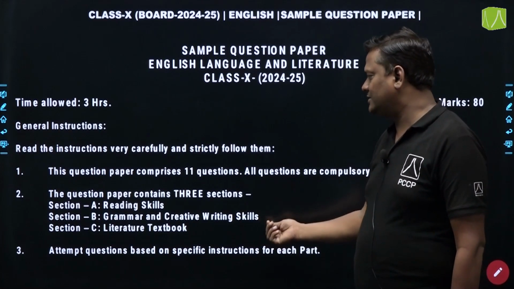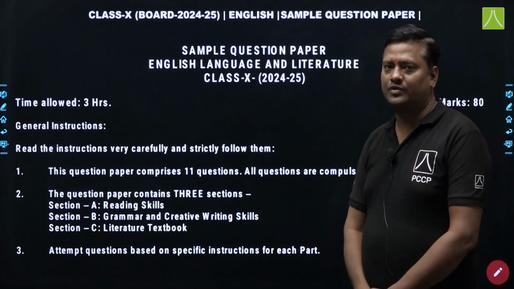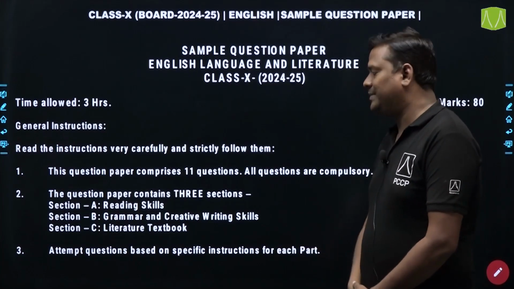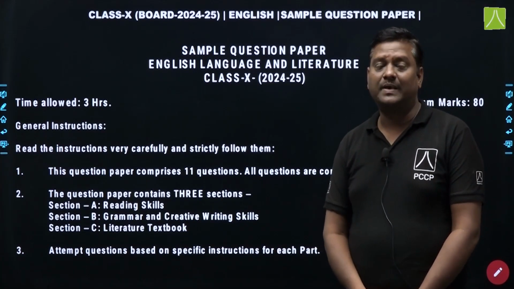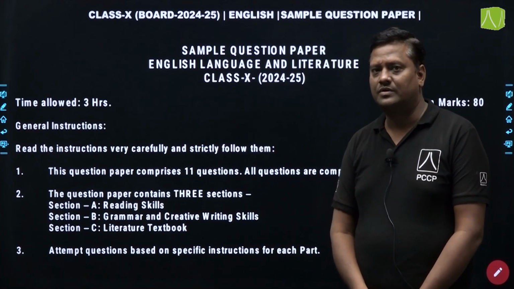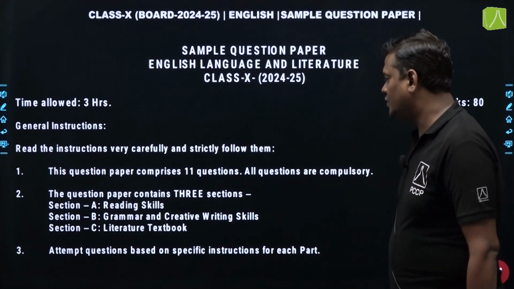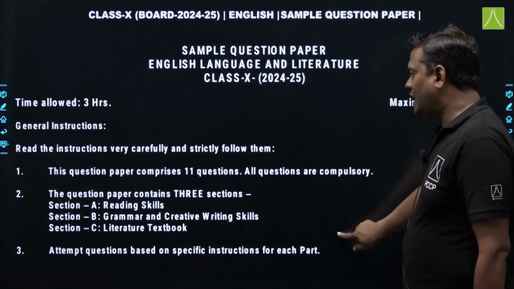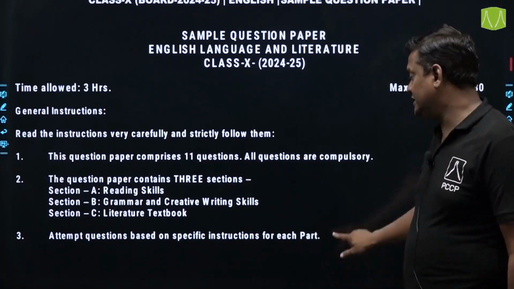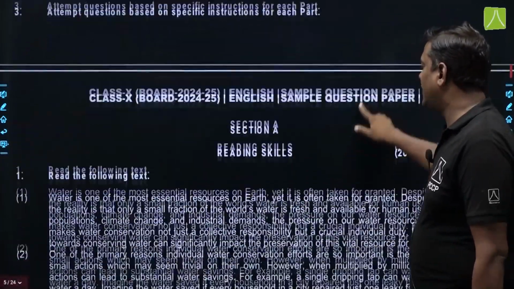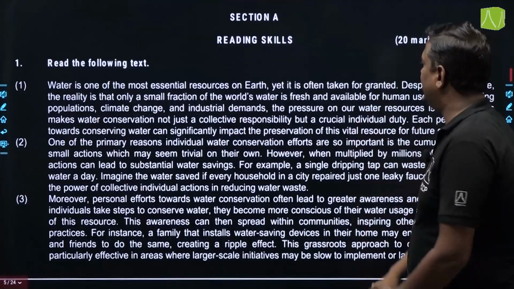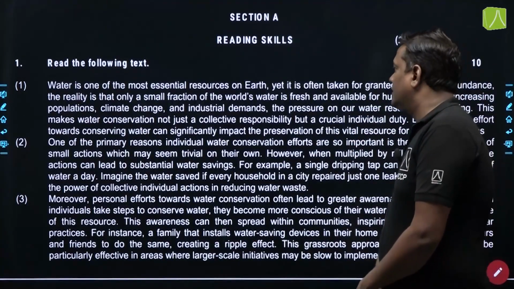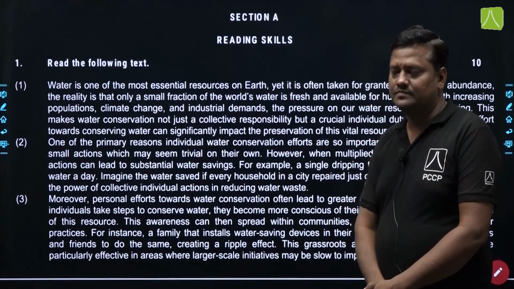In section B, grammar will be 10 marks and writing skills, meaning letter writing and paragraph writing, will be 10 marks. So you have to attempt all questions of each part. First of all, let's have section A, that is reading skills, total 20 marks.